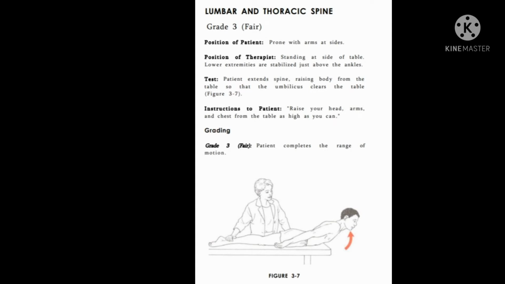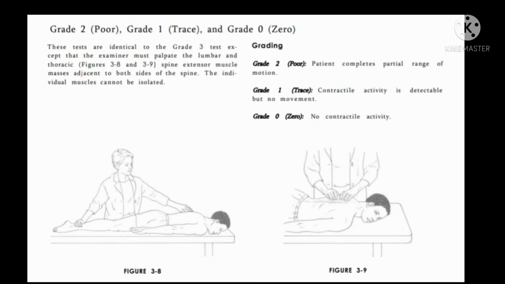Grade 3. Patient completes the range of motion. Grade 2. Patient completes partial range of motion. Grade 1. Spine extensor muscle can be palpated on both sides of the spine. Grade 0. No contractile activity.